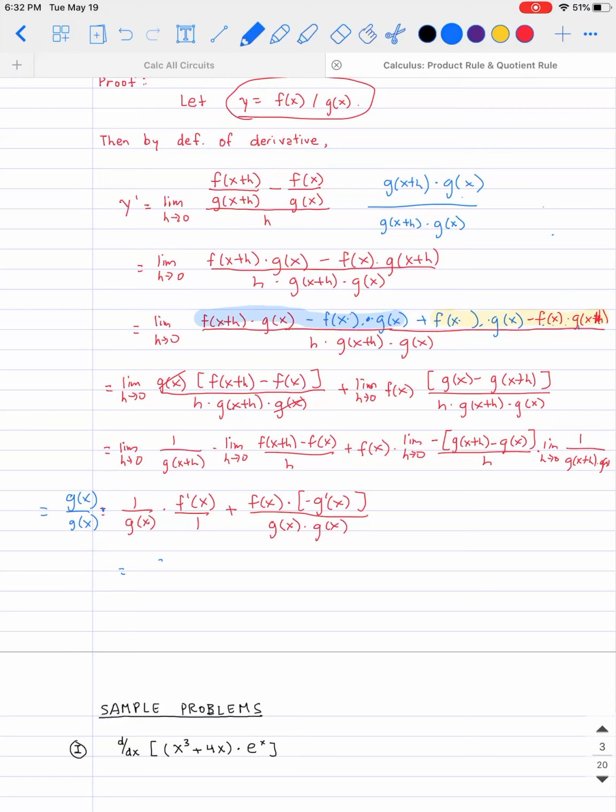And let's see what we get now. That's going to be g of x multiplied by f prime of x. And then that negative, we'll just take it out in the very front right there, minus f of x multiplied by g prime of x, all divided by g of x quantity squared. And there you go. That's your derivation.